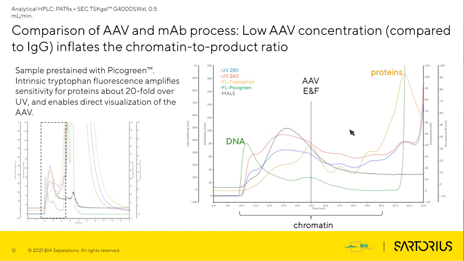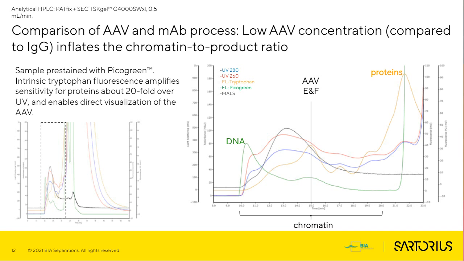And then if you try to make a size exclusion analytical chromatogram, you will not get as much information about your sample. Of course, you are going to be able to see the amount and distribution of DNA. This is probably going to be DNA that is part of the chromatin. If you use PicoGreen staining, and if you use the intrinsic tryptophan fluorescence, you will be able to see the amount of protein present in your sample.